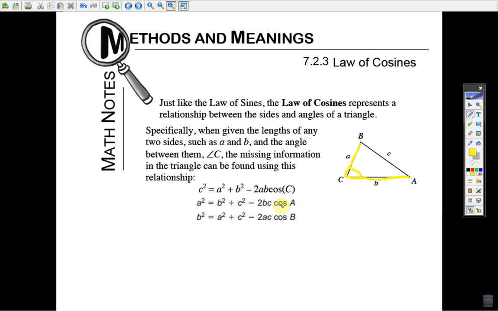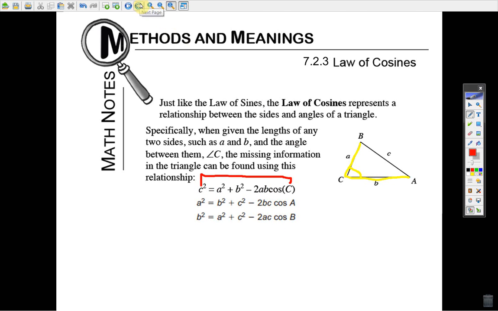And then by extension, these other relationships are also true. So one way to help you remember that is that if you're solving for side C, you're going to use angle C. If you're solving for side A, you're going to use angle A. If you're solving for side B, you're going to use angle B. And they all follow the same pattern after that.